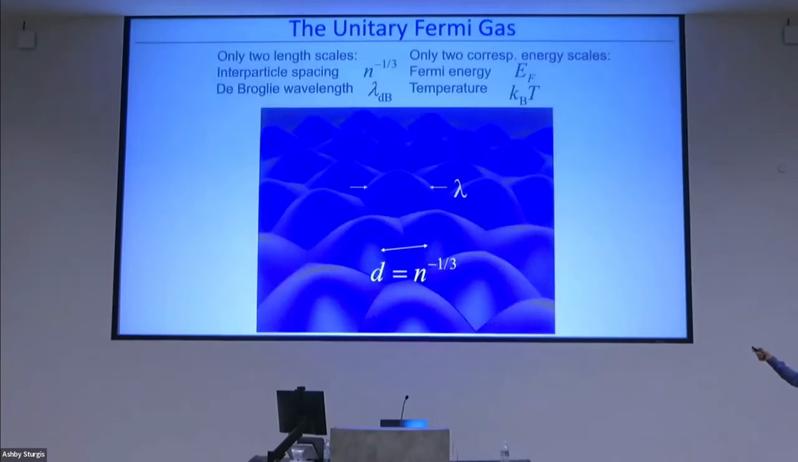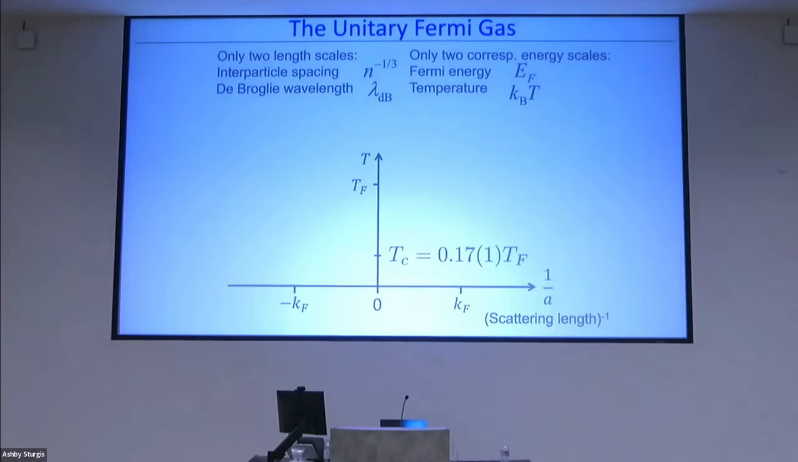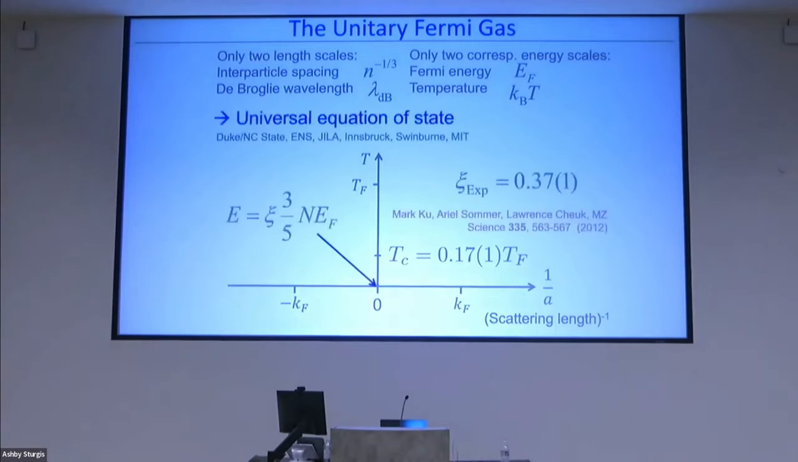Very interesting is the situation at resonance, where you have only two length scales available to you: the interparticle spacing and the de Broglie wavelength. So in some sense this is actually too many length scales, because we have a density, but it is nevertheless quite universal. It's not just temperature, but it's actually also density. And of course, you know what happens at low temperatures.